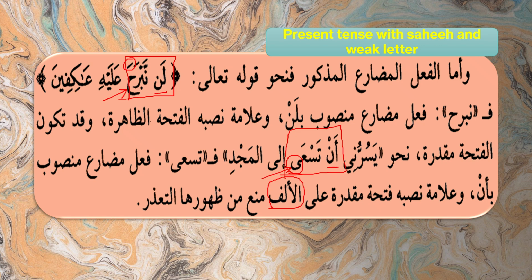And tas'a. So here also with the tool of nasb, this present tense tas'a is also in the nasb case. And how do I know, if there is no fatha? This is a weak letter. The rule is we don't put a haraka on the weak letter. Instead, the fatha is still there. We assume that there is a fatha, and in this case it is called fatha muqaddara. Where is the muqaddara fatha, the assumed fatha? Ala al-alif, on this weak letter. Why is it not shown? The reason it is not shown is mana min dhuhuriha at-ta'azzur. It is impossible to write a fatha on the weak letter. Ta'azzur, impossible. It should not be written.